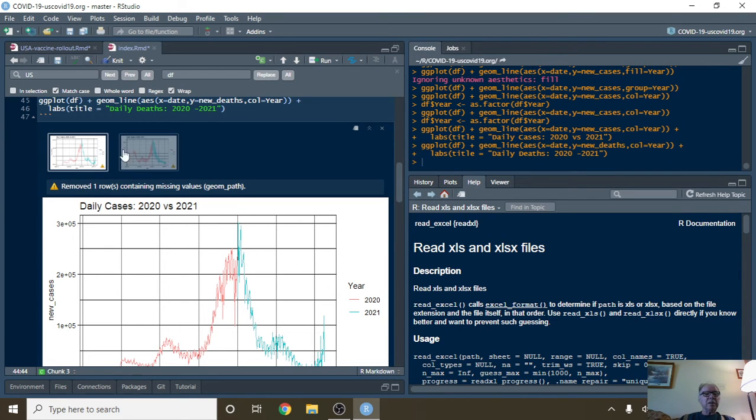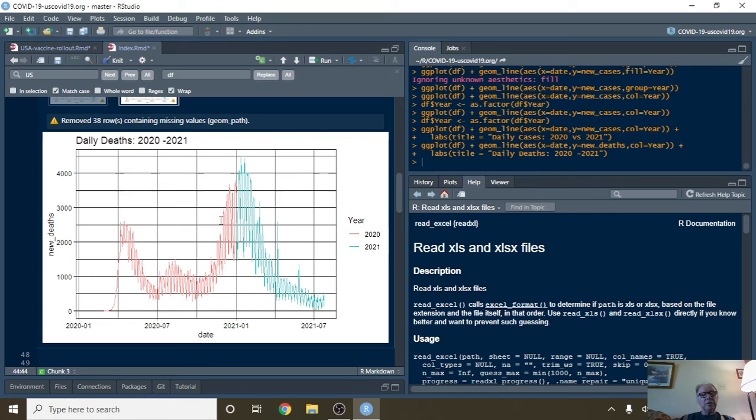What about deaths? Well, again, you can still see this declining pattern in terms of deaths. Right?